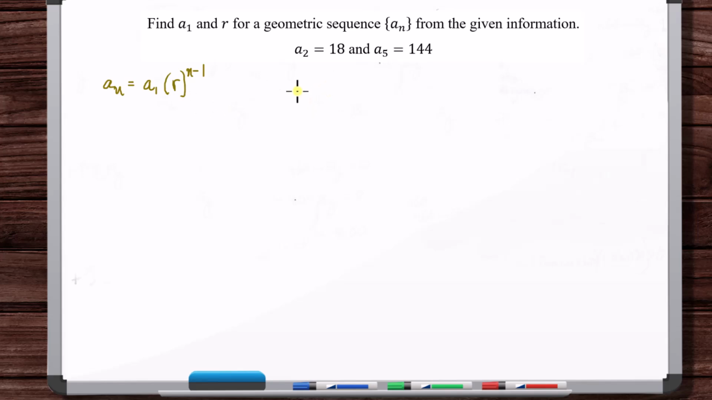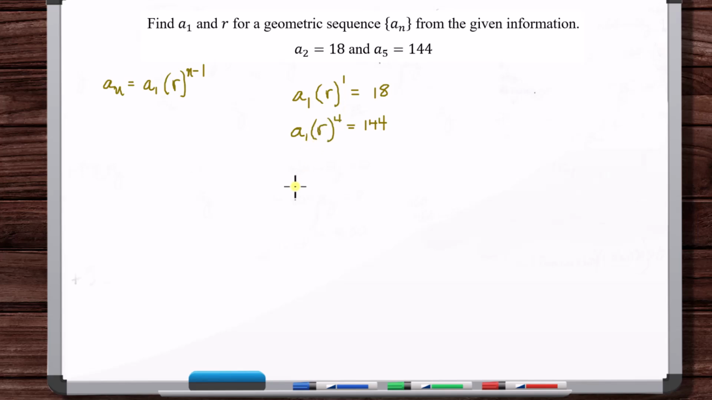So a sub 2: a sub 1 times r to the 1 power is equal to 18. And now for a sub 5: a sub 1 times r to the 5 minus 1, 4, is equal to 144. So two equations and two unknowns. So let's divide a1 r to the 4th is equal to 144 by the equation for a sub 2.